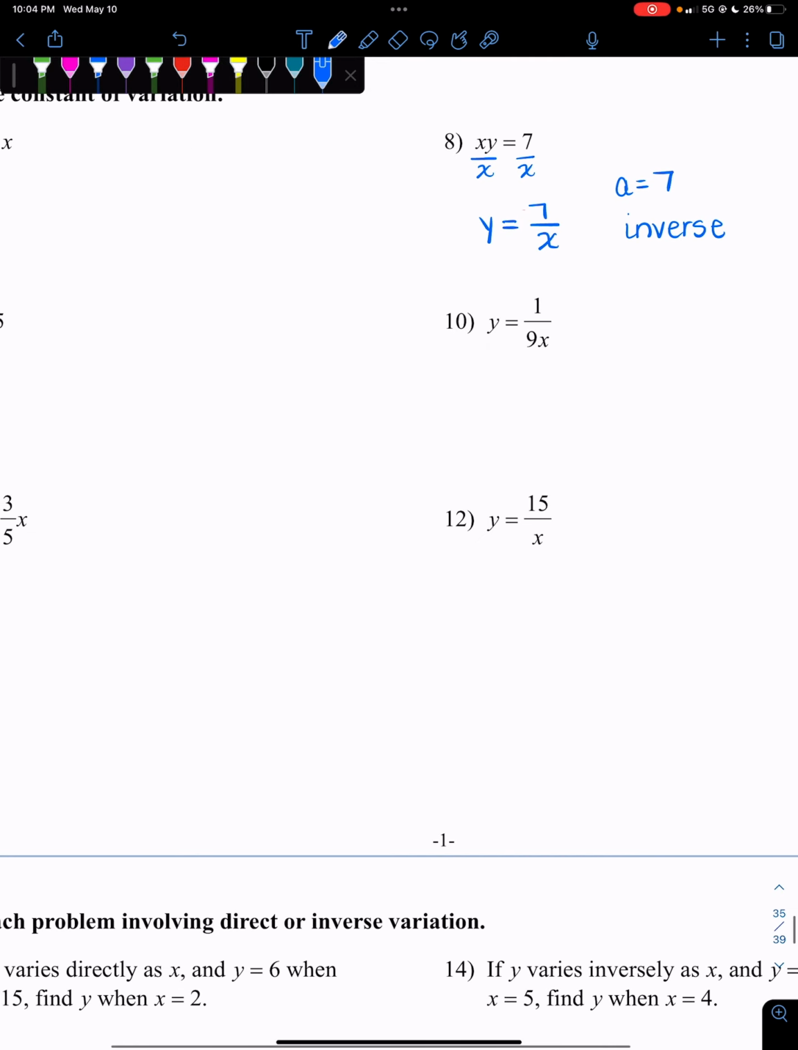Okay. On number 10, y is already isolated, so y is equal to 1 over 9x. X is in the denominator, so that means that it's inverse. And our a value on this one is 1/9. All right, on number 12, I have y is equal to 15 being divided by x. Our a value on this one is 15. And because, again, it is division, it is also inverse variation. If it was 15 times x, then that would be direct variation.